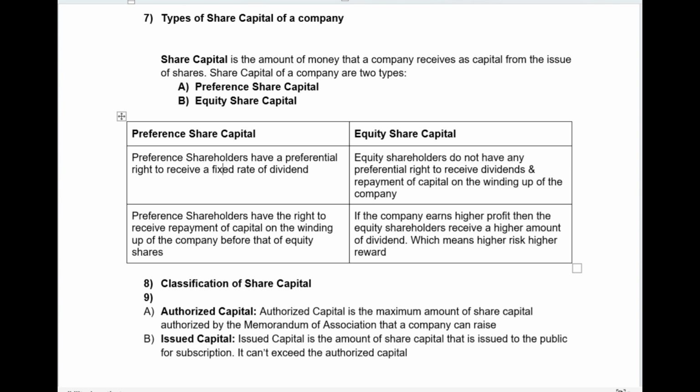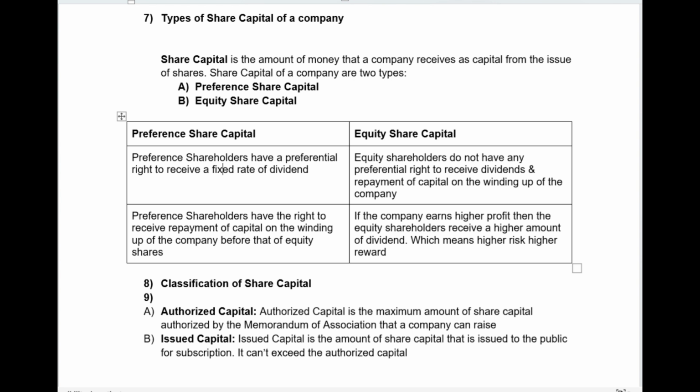Equity shareholders do not have any preferential right like the preference shareholders to receive the fixed rate of dividend every year. Moreover, at the time of winding up, the equity shareholders also do not receive repayment of their capital before the preference shareholders. After the repayment of capital to the preference shareholders, if the company does have any money in hand or in their bank account, they will repay the capital of the equity shareholders.